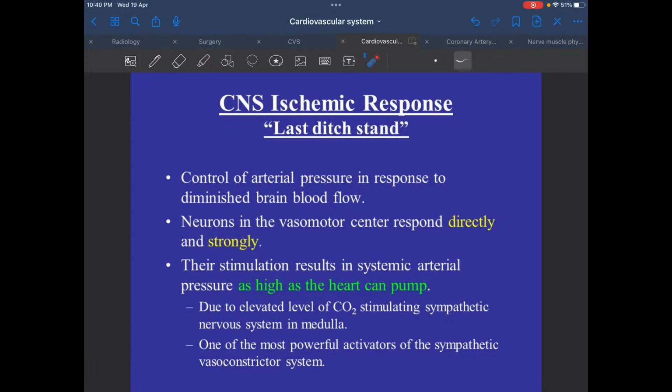Then the last one that is actually remaining is your CNS ischemic response. Okay? So just remember, all of these rapidly active mechanisms are mainly in three brackets, I would say.